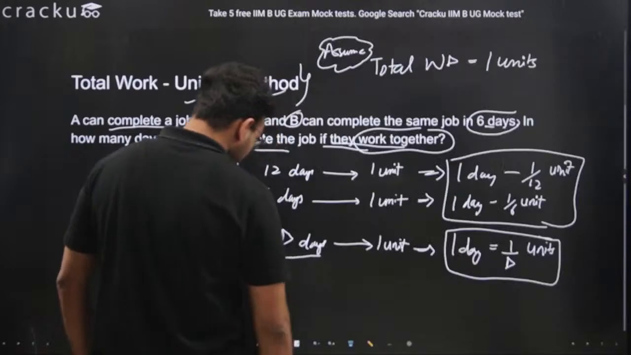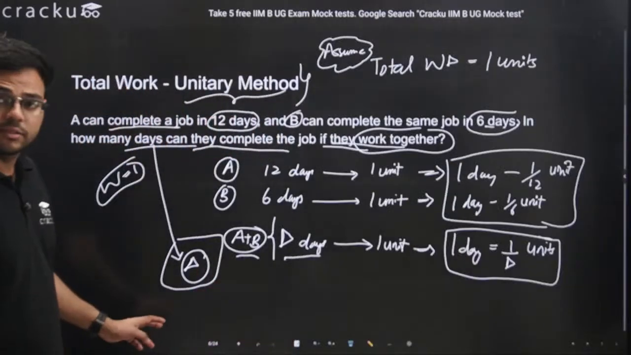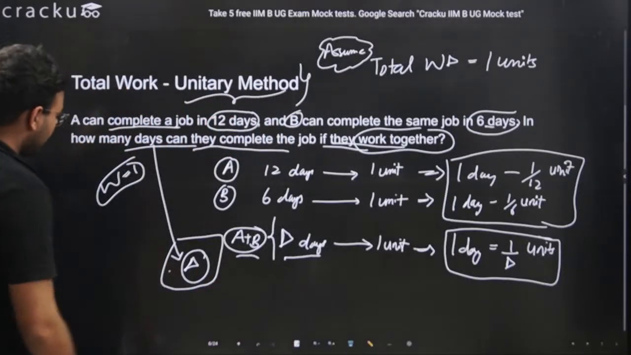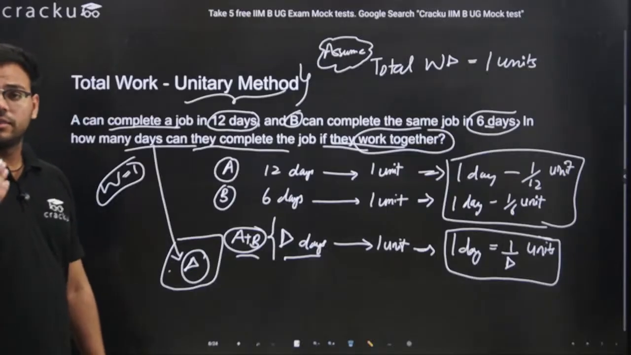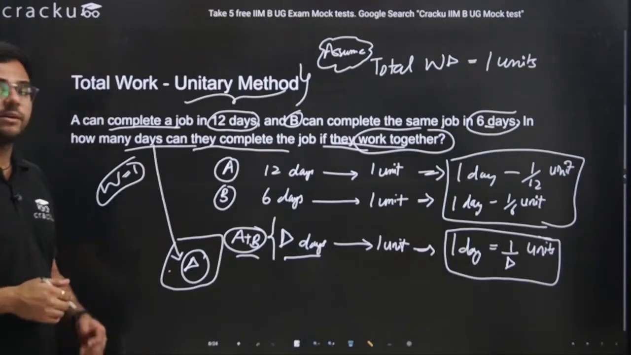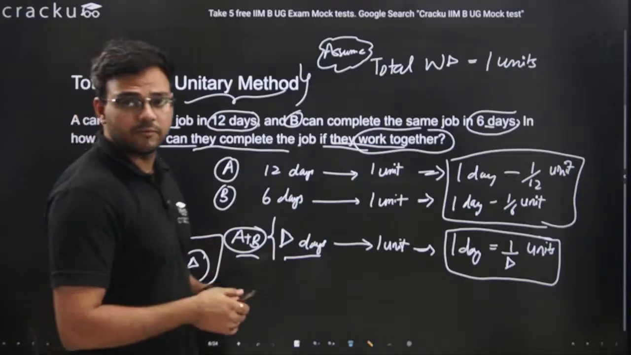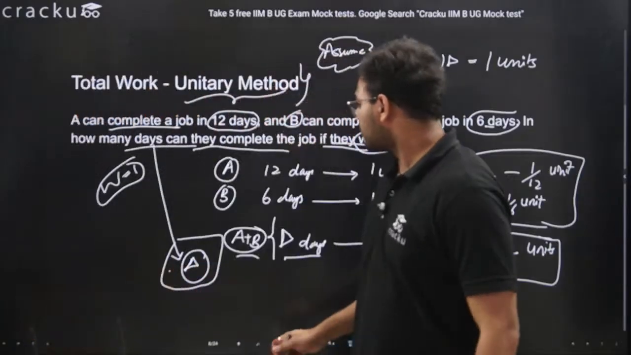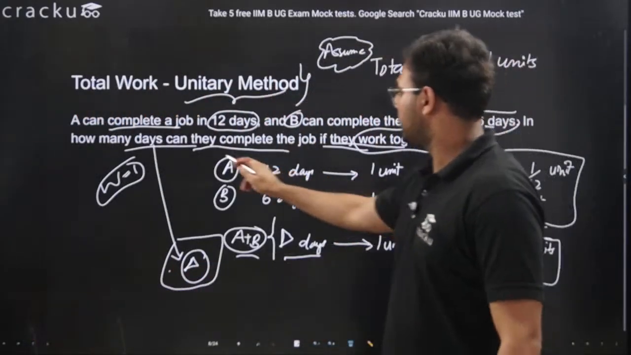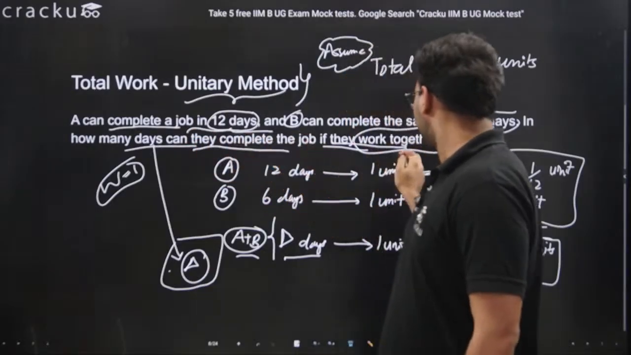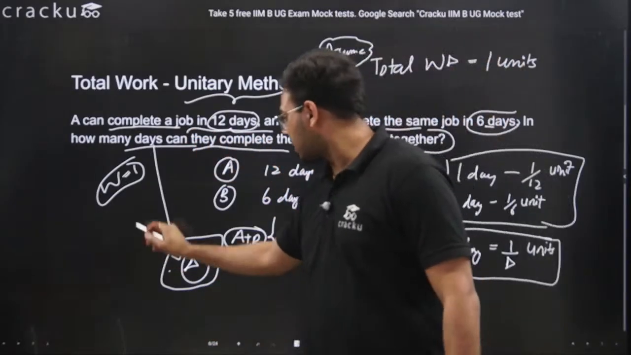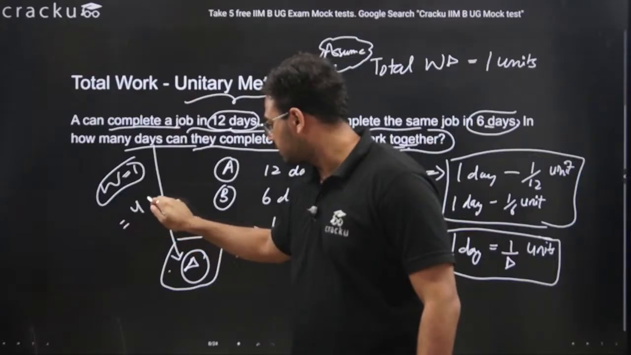So what was D initially? D was the number of days they take when A and B are working together. It was asked in the question, in how many days can they complete the job if they are working together, which was D. So the correct answer for this question will be 4 days.